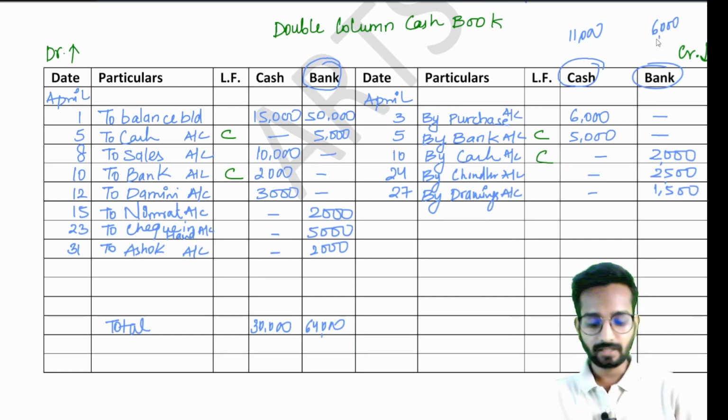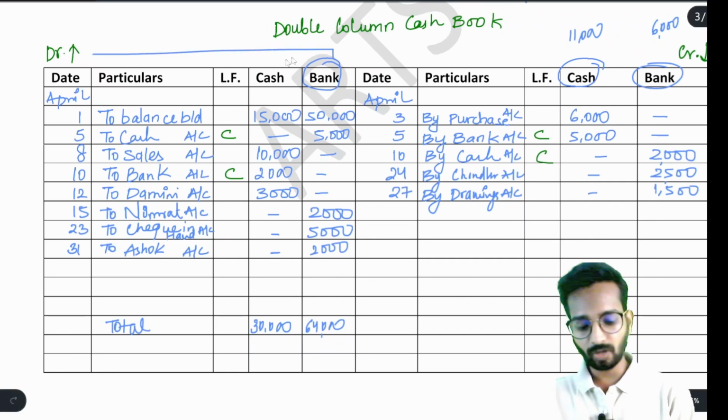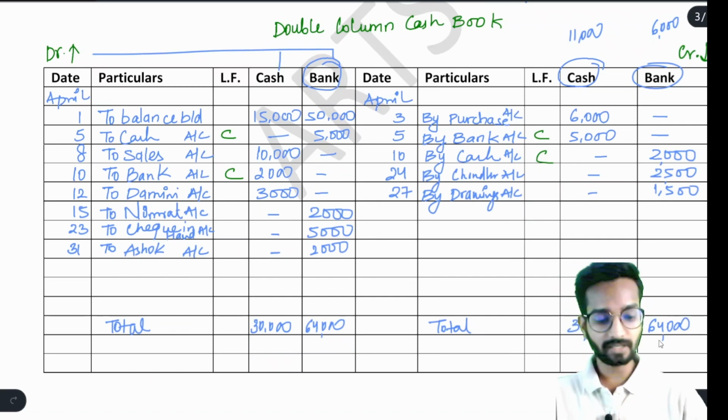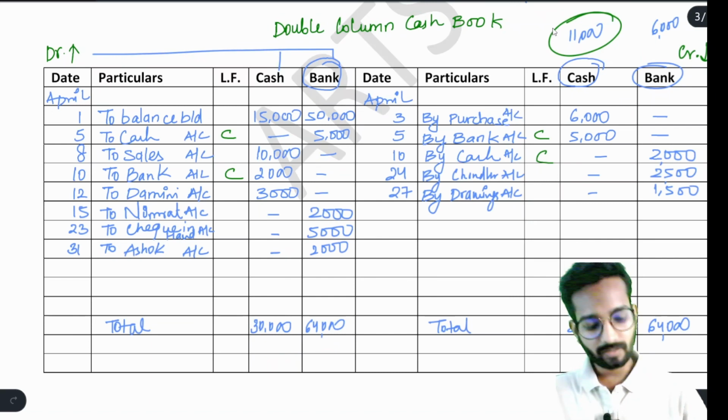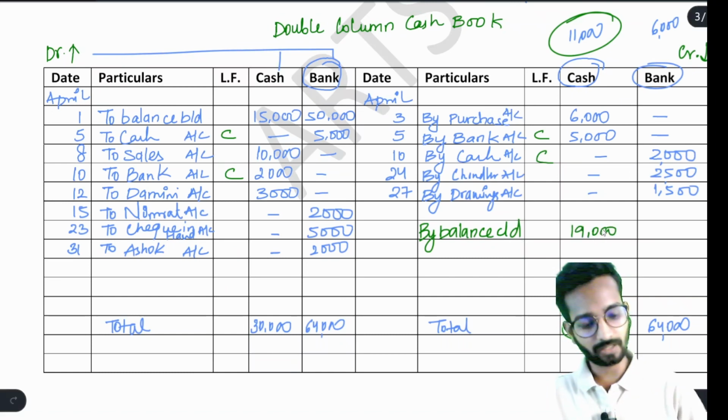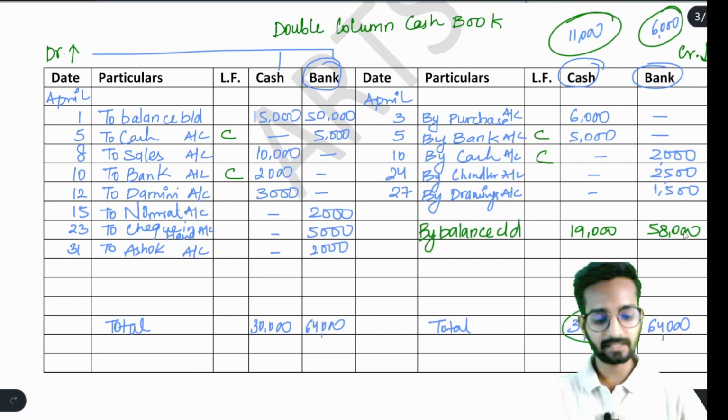Now understand this thing. The total of debit side is how much? 30 and 64. So first write the higher total. Total will be 30,000 and 64,000. After writing this, what we have to understand? See, the total of this side was only 11, but I have written the total how much? 30,000. So now I will write here by balance carried down. How much? 30 minus 11, that will come to 19,000, and here 64,000 minus 6,000, it will come to 58,000. This is our balance carried down.